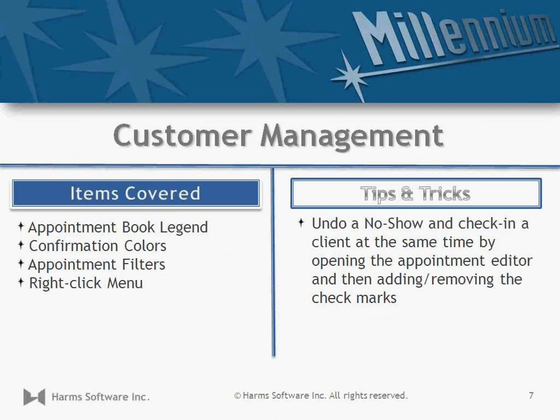Let's take a look at the customer management. So we already saw the appointment book legend and confirmation colors and appointment book filters and right-click menu. So that was our customer management. If you need more help on anything in Millennium, we can always use F1 or click on that help menu, and that would jump us right to any help that we do need. So you can type in any word that you would like more help on, and it will show all the options that you have there.